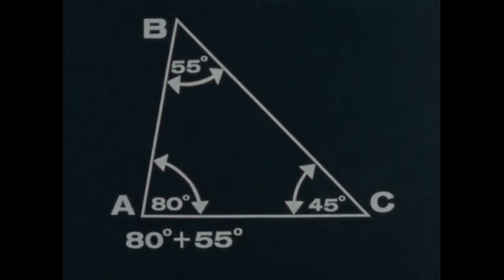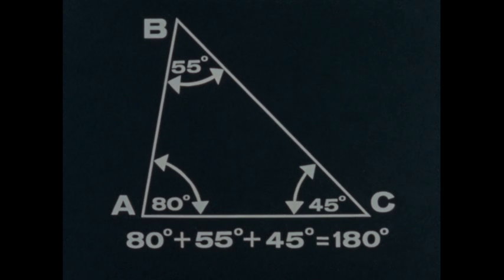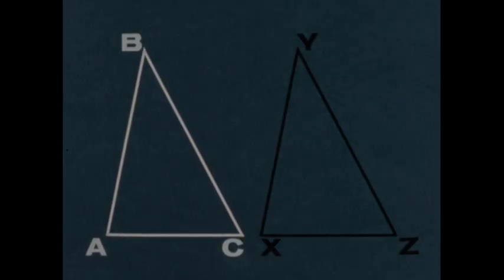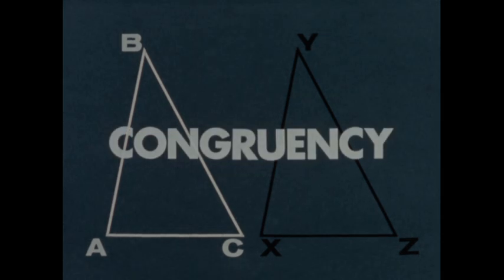The total number of degrees in the 3 angles of any triangle is 180 degrees. Thus, whenever we know the size of 2 angles, we can always find the number of degrees in the 3rd one. With 2 triangles, we can demonstrate congruency. This is another important concept.